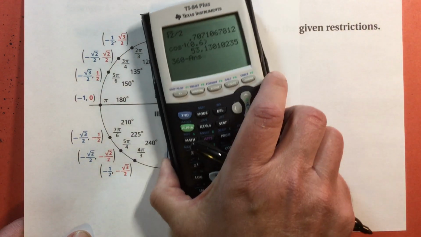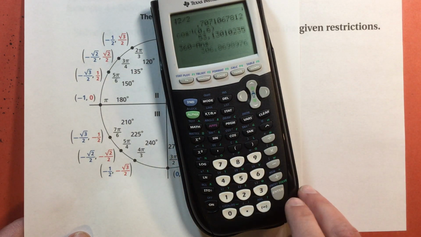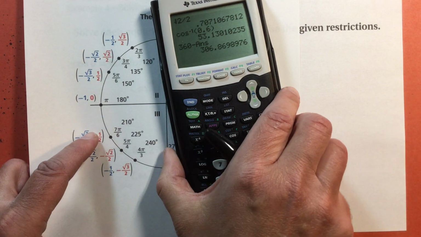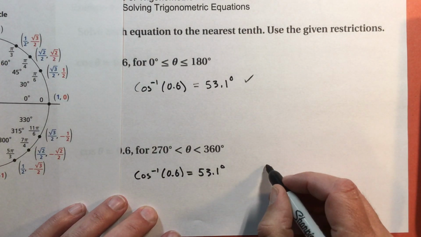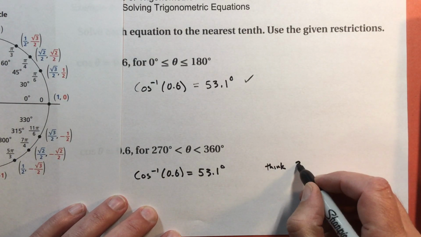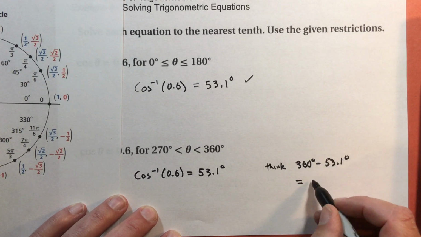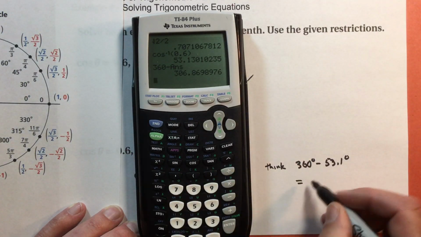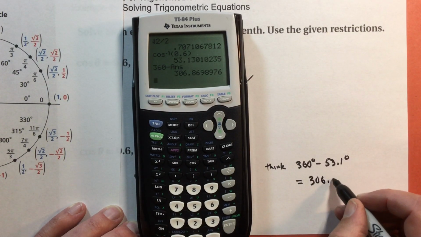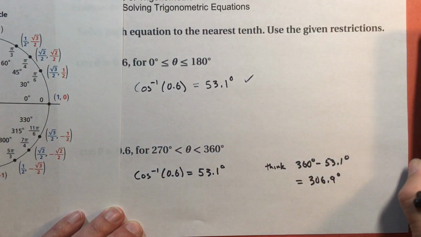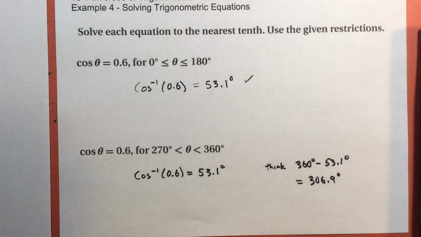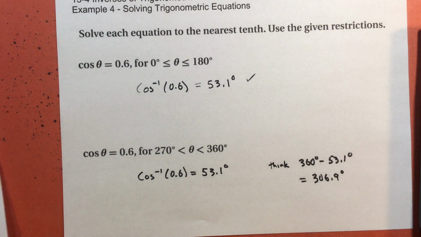I'll move it so you can see it. And I get 306.9 degrees. So I take my 360 degrees and subtract 53.1, and this gives me 306.9 degrees. So these problems are simply saying, now that you know how to find the inverse trig functions, can you figure out where it is if it's within a certain range for angles? All right, we'll see you in the next video.